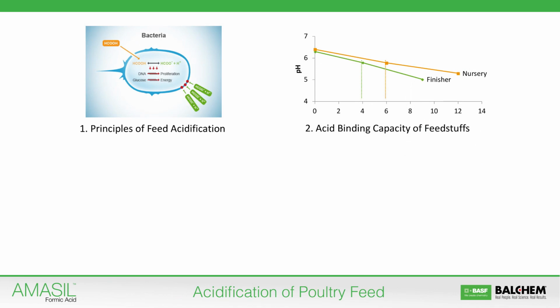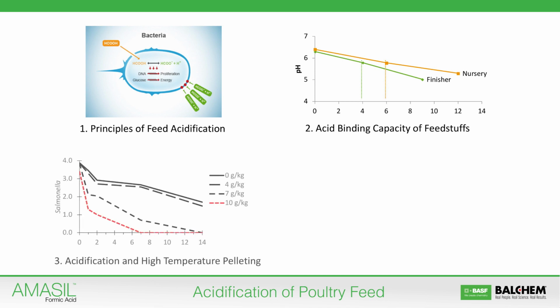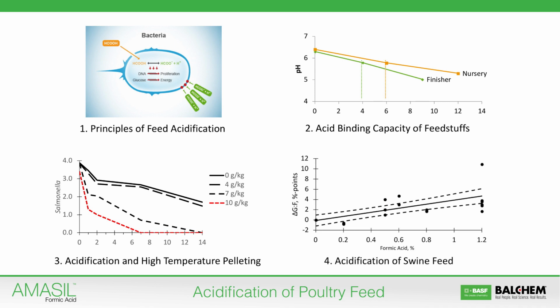The second video talked about the acid binding capacity of feedstuffs and why this is significant for the nutrient availability and performance of animals. In our third video, we talked about acidification and how that relates to the current trend towards higher pelleting temperatures as a biosecurity step, either before or as a result of the new Food Safety Modernization Act, or FSMA. And in the fourth presentation, just before this one, we talked about acidification of swine feed, and the performance and particular values that we have in the context of swine feed specifically.